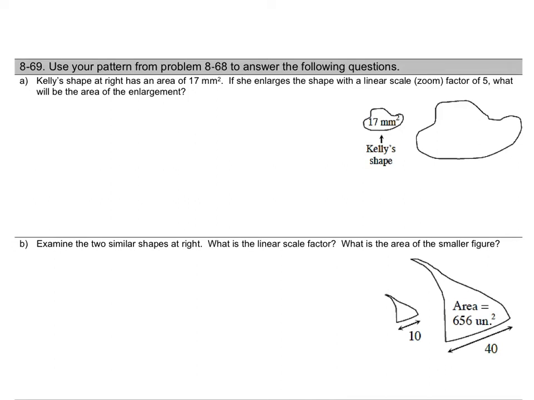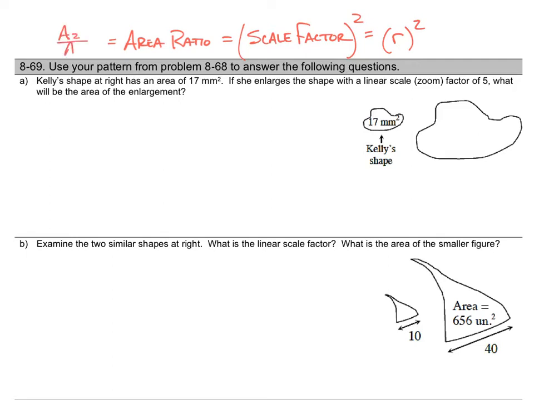A big idea from page 1 is this: the area ratio is equal to the scale factor, or similarity ratio, squared. Sometimes we call that little r for scale factor, so we've got to square that. The area ratio also can be written as a fraction of two areas. So that's some background from page 1 that we're going to start using here on page 2.